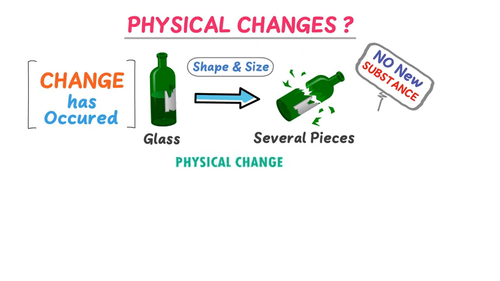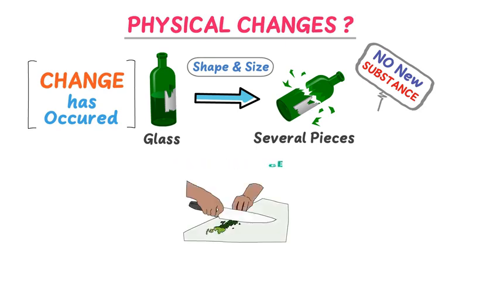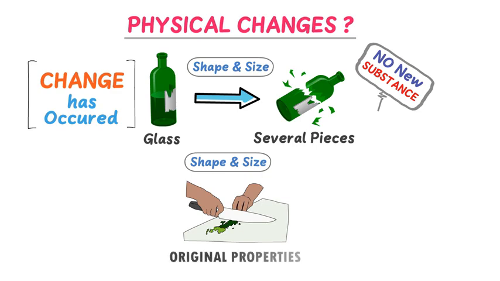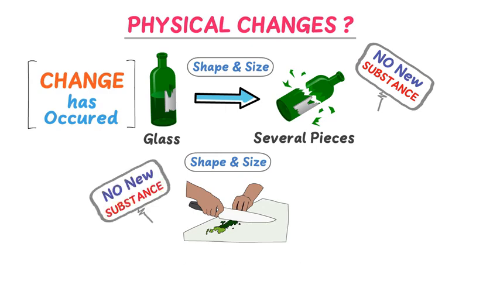The second example of physical change is cutting vegetables. You just change its shape and size. The vegetables still retain their original properties. You do not get something new or a new substance. So cutting a vegetable is also an example of physical change.